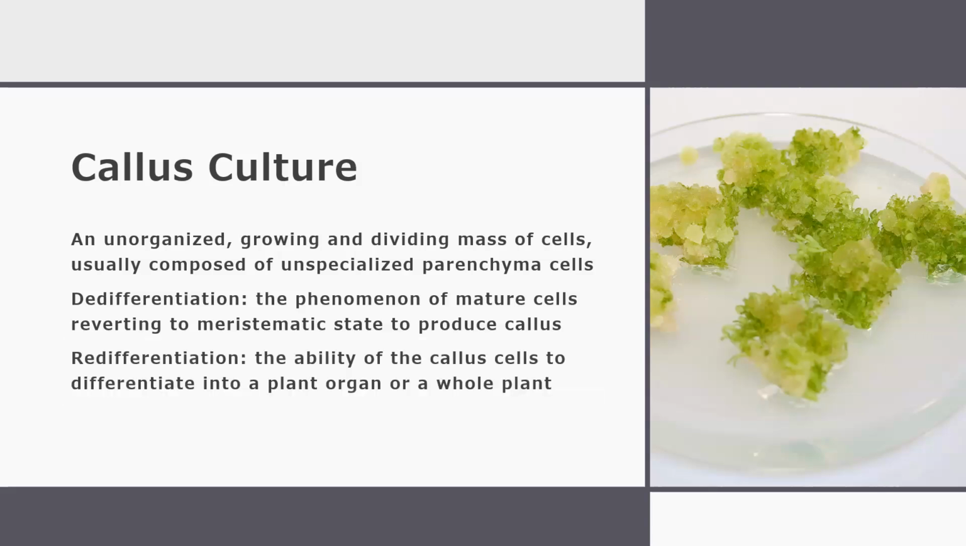Redifferentiation is the ability of callus cells to differentiate into a plant organ, or an entire plant. Manipulating the ratio of auxin to cytokinin in the medium can lead to the development of shoots, roots, or somatic embryos, from which whole plants can subsequently be produced. Callus cultures can also be used to initiate cell suspensions, which are utilized in various ways in plant transformation studies.